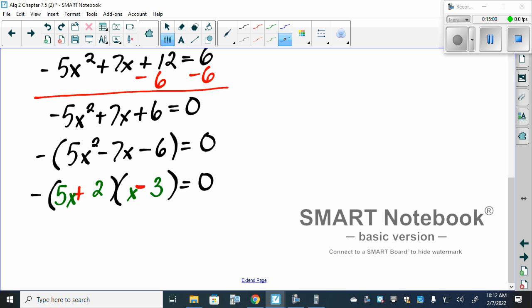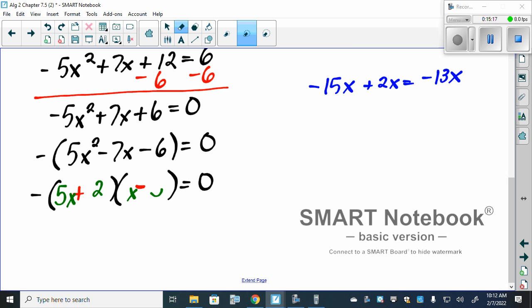Well, 5 times negative 3 is negative 15x. 2 times 3 is going to be plus 2x, which gives us a negative 13x. So that's not quite what we wanted, but that's fine, because we can switch the 2 and 3 and have 3 and 2.